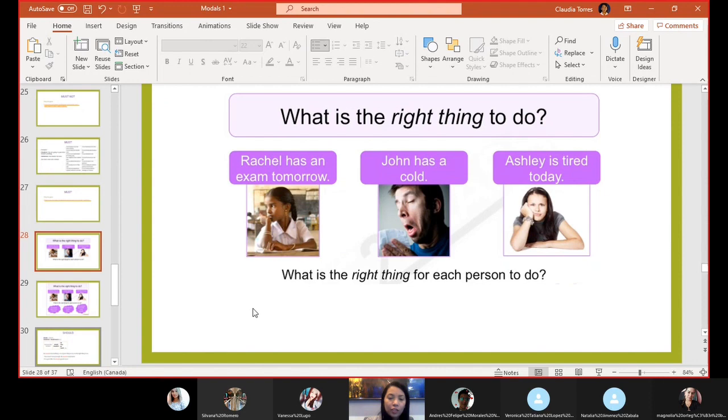Oh, it's like she is thinking. Yes, because maybe she's worried about the exam tomorrow, right? But you have to say the advice, the piece of advice. Yeah, she must study. Yes, that's a good one, Heidi.